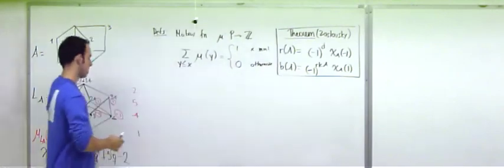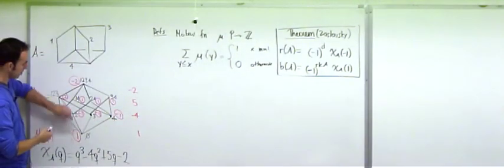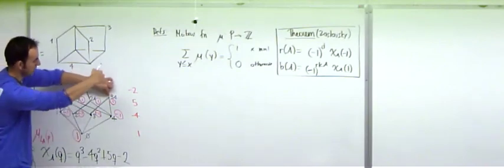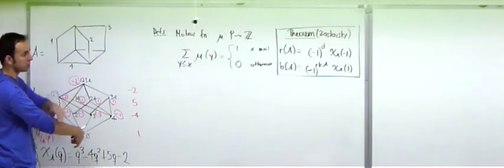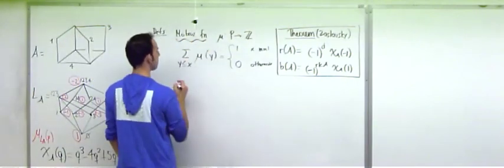Okay? So this is saying put 1s in the bottom, and then below every point, if you look at the numbers below it, they have to add up to 0. Okay? That's how we define the Möbius function.